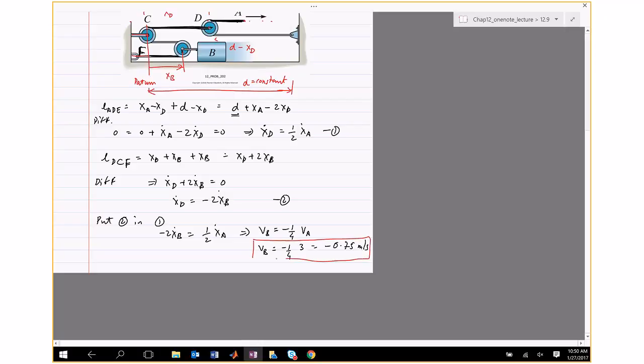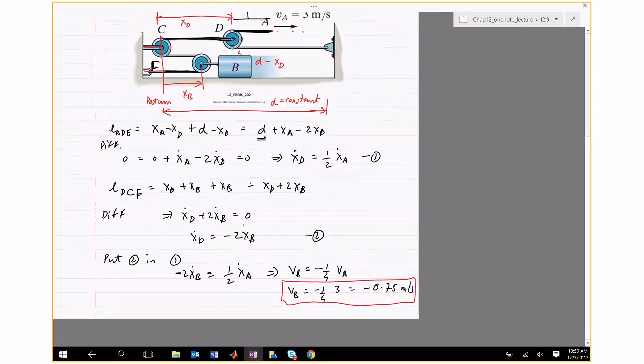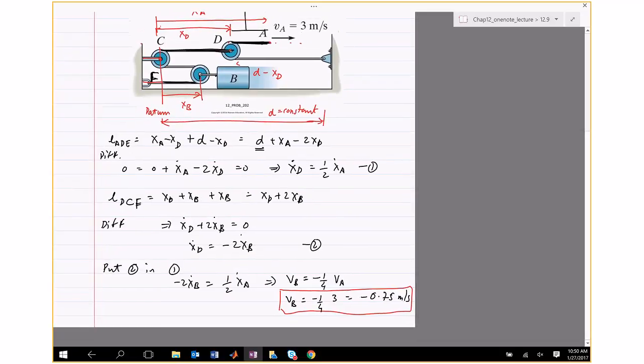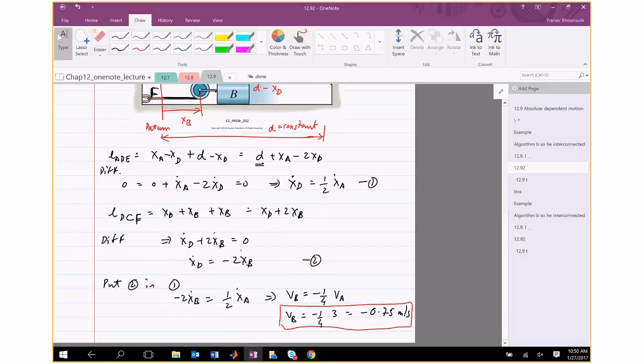Okay, which is saying that if A moves to the right, then B will move to the left. Okay, that intuitively makes sense.